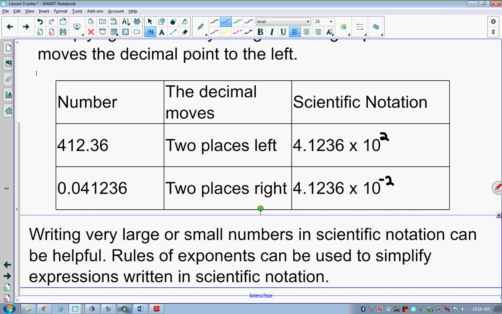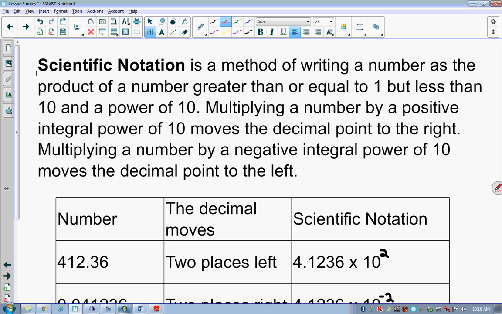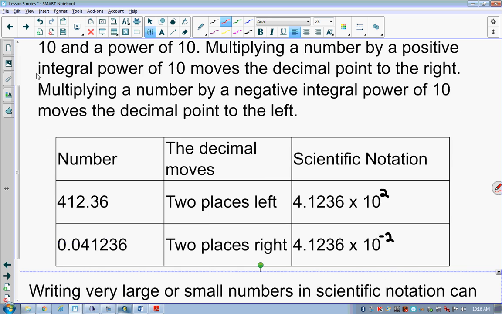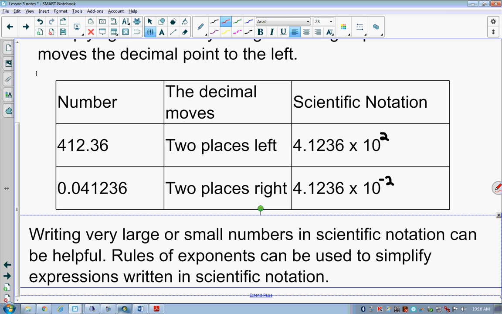If our number is 412.36, and I want to put this in scientific notation, it has to be a product of a number greater than 1 but less than 10. 412.36 is greater than 10, so we have to move the decimal point 2 places to the left, correct? As we do that, we get 4.1236 times 10, and I moved it 2 to the left, so it becomes 10 squared. As I move it to the left, the exponent increases.